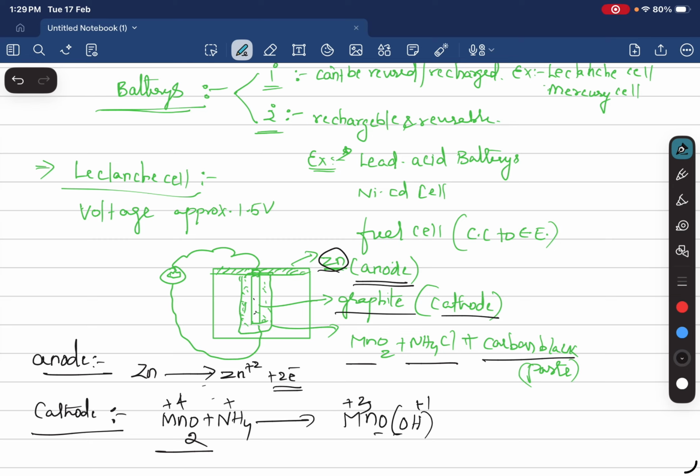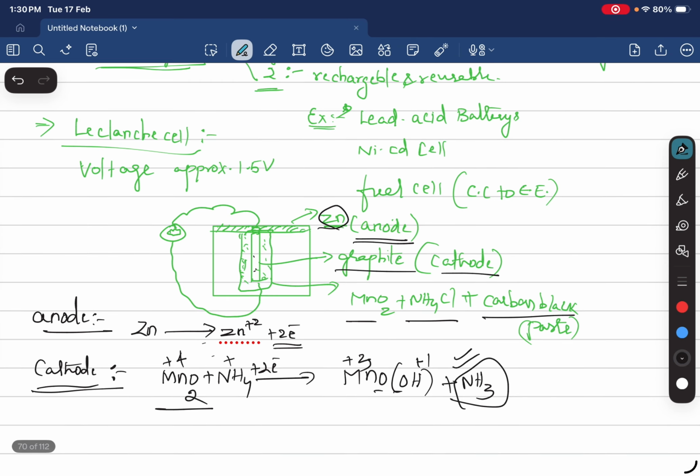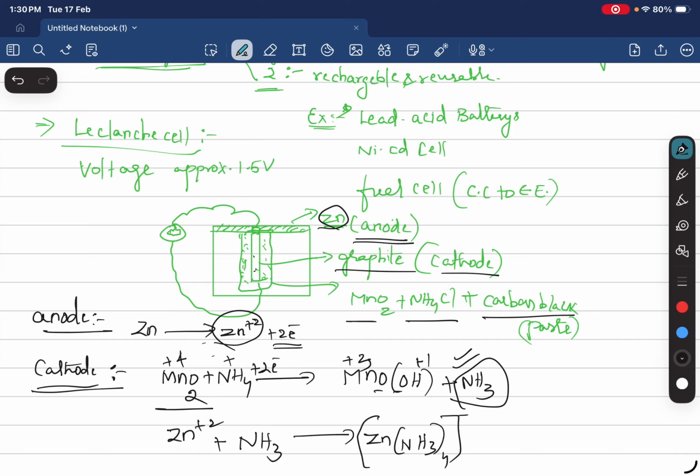It is reacting with NH4+ and accepting 2 electrons and is converted into MnOOH and NH3. So this is the reduction reaction which occurs at the cathode. The released NH3 combines with Zn2+, which is formed at the anode, and makes a stable compound, which is Zn(NH3)4. Due to the formation of this stable complex, it will not further dissociate, so it is not reversed. Once this product forms, the reaction will stop, so that it cannot be reused or recharged further. So that's the anodic and cathodic reaction.